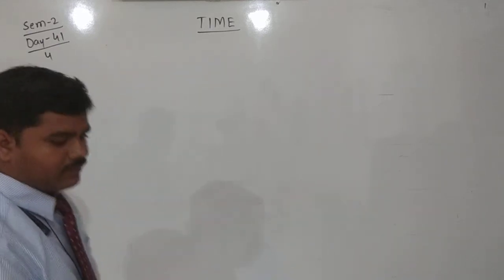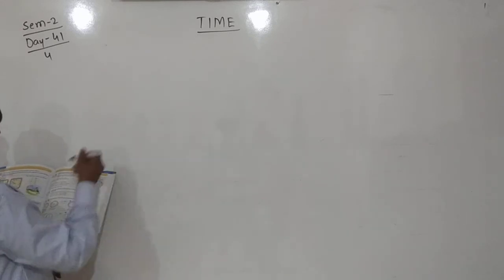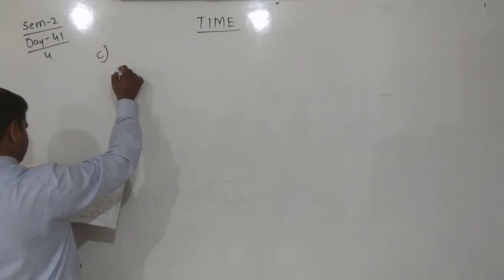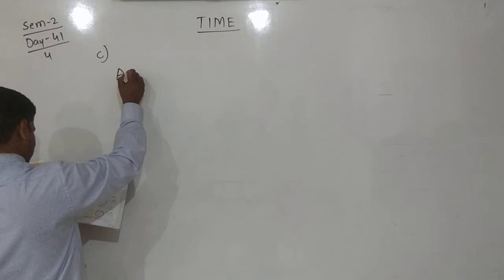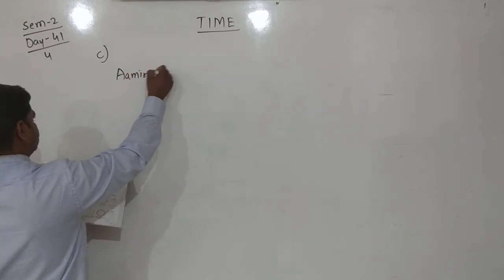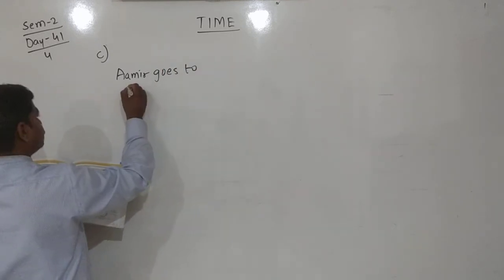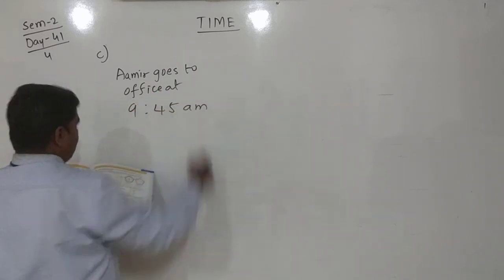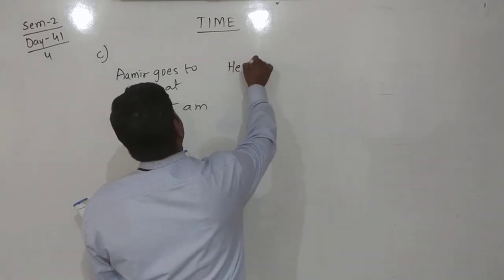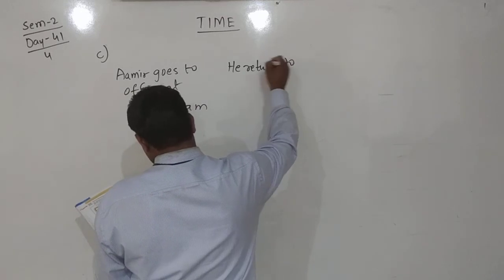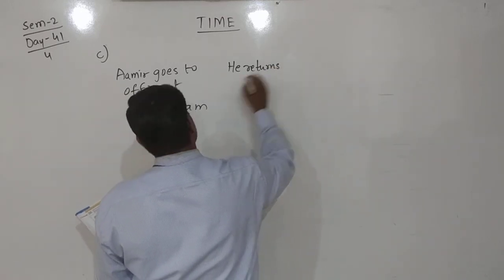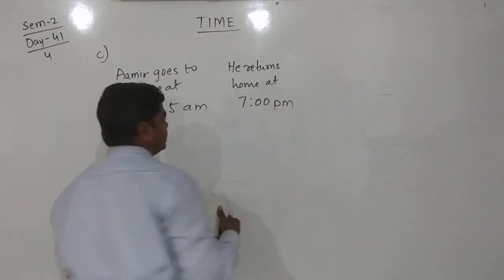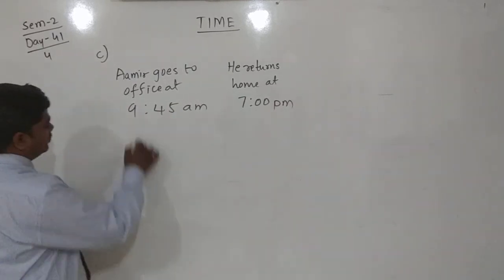Here, Amir goes to office at what time? 9:45 a.m. And he returns home at 7 p.m. You should calculate the time interval. Very simple.